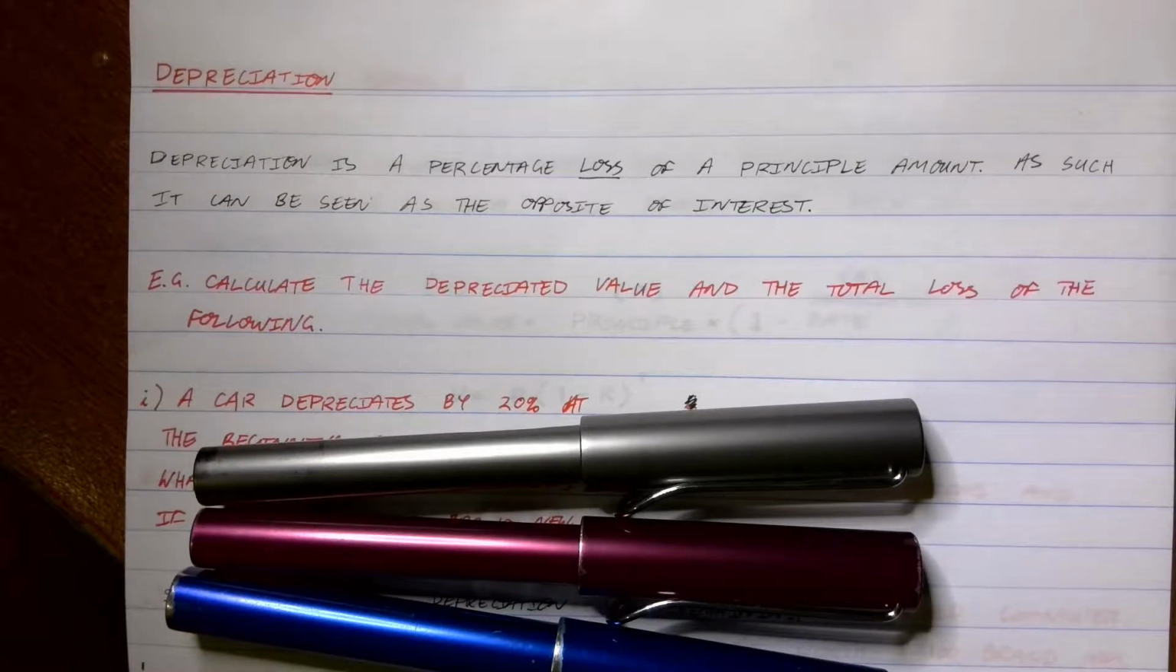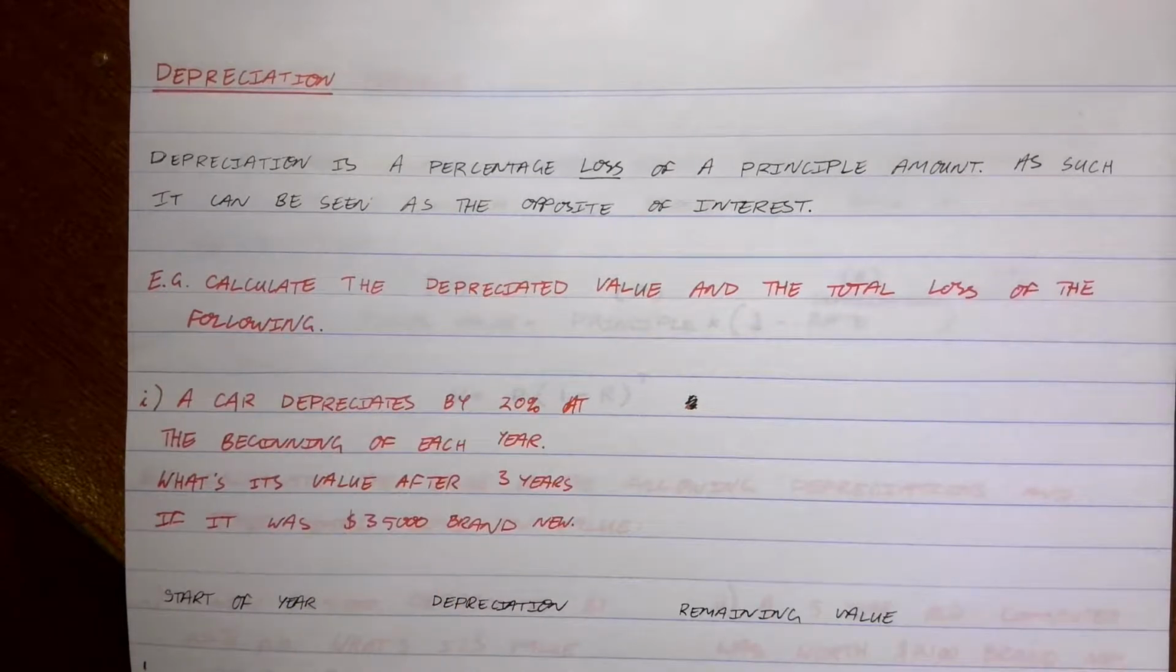Depreciation is a percentage loss of a principal amount. As such, it can be seen as the opposite of interest. With interest, you are given extra on top of the initial amount. Depreciation is a loss of that amount. Let's take a look at an example of the following.